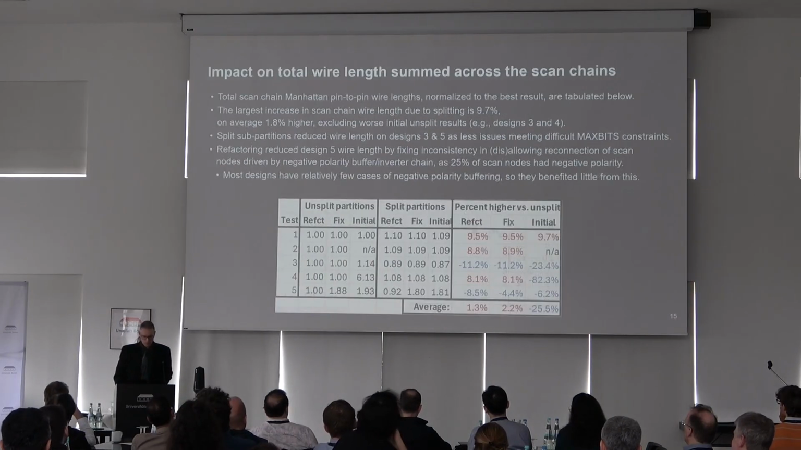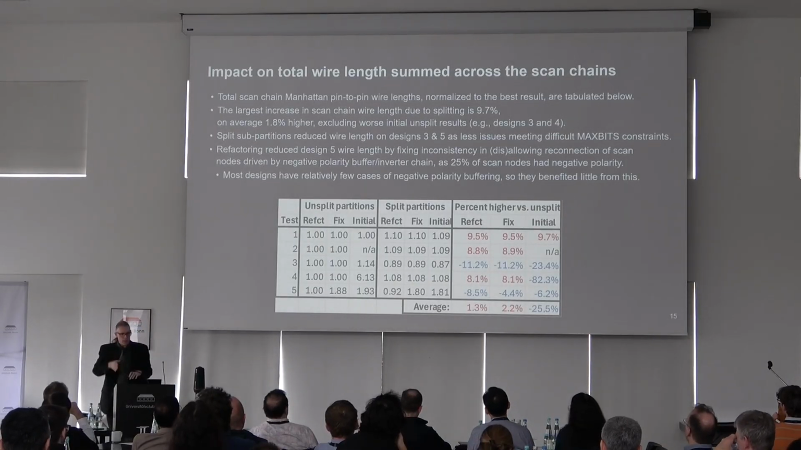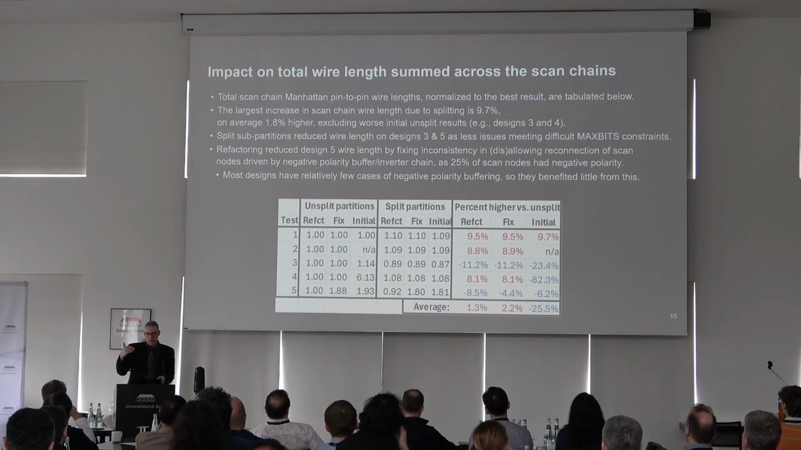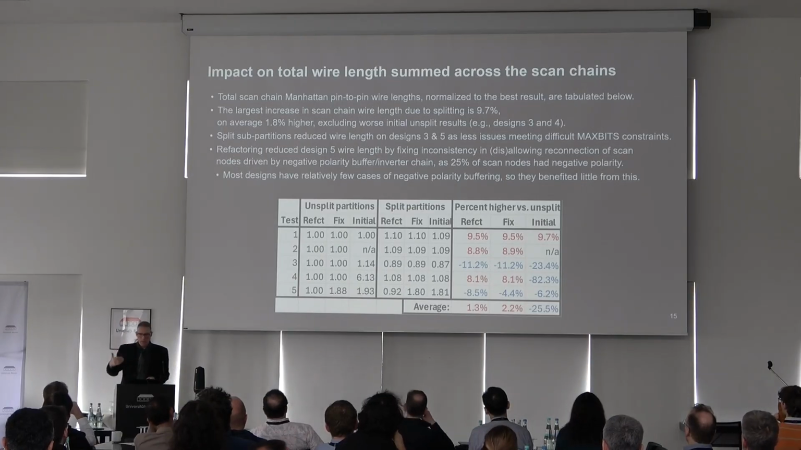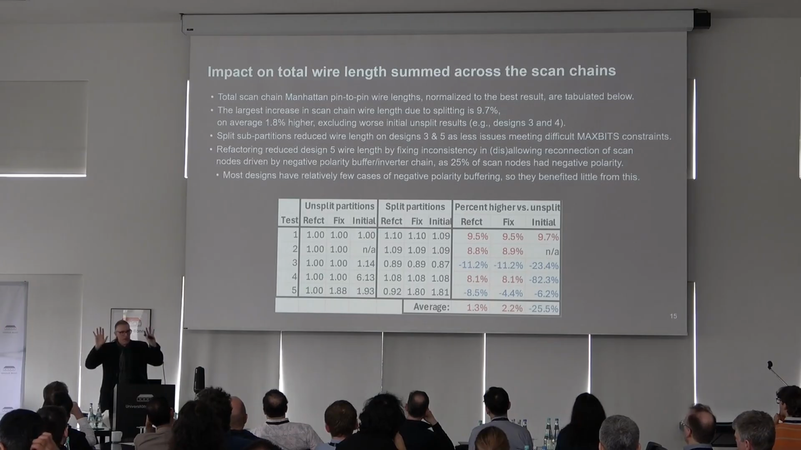So I did these approximations, this suboptimality, by splitting up my scan partitions. What is the actual impact on the wire length? Well, the initial results were quite bad on some designs, so ignore those for a sec. Across the other results, the worst impact on wire length is up to 10% higher, and the average is 2% higher. So it's not that high a cost. Is this acceptable? No, it's not there in commercial flow today because 2% higher is unacceptable.